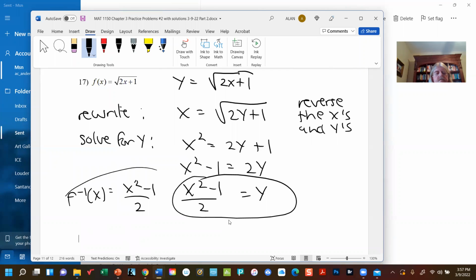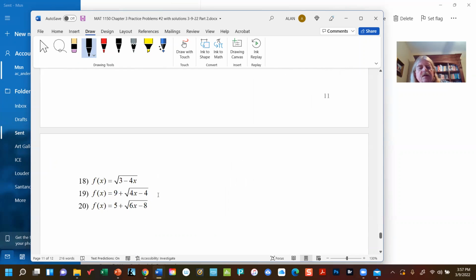Now, of course, you can prove it. It didn't actually ask us to do that, but you might recall that what you're doing is you're taking f of f inverse of x and f inverse of f of x and making sure they both equal x. If they do, then you've obviously done it correctly. If not, well, that means you have to start all over again. Something obviously went wrong.